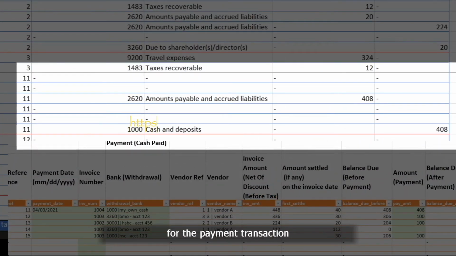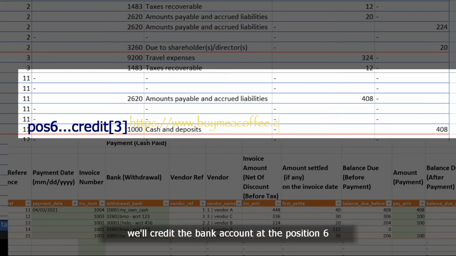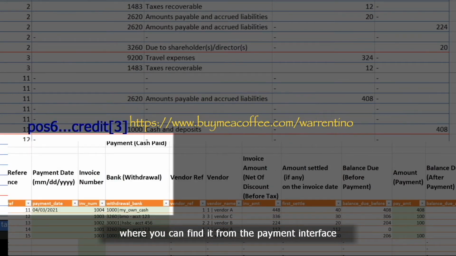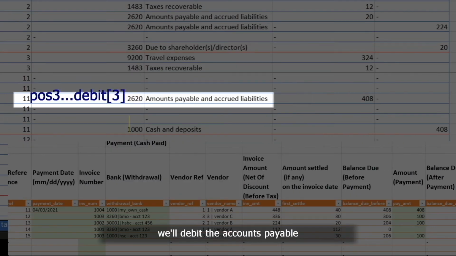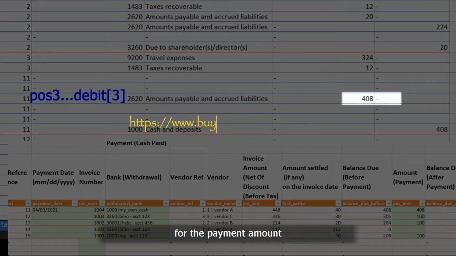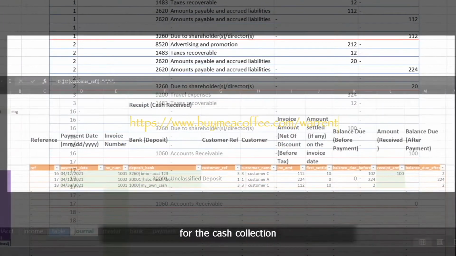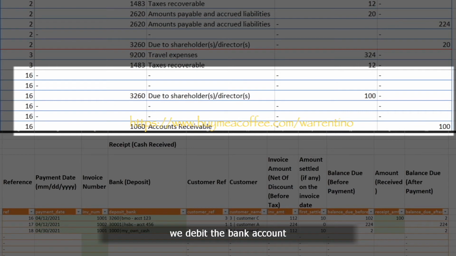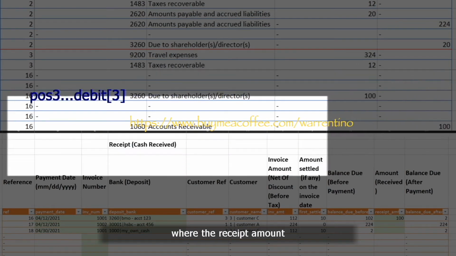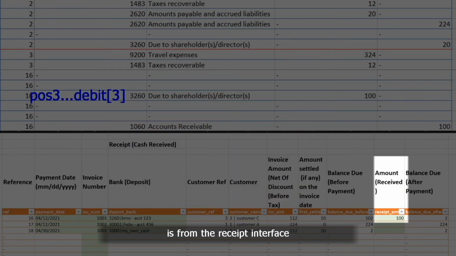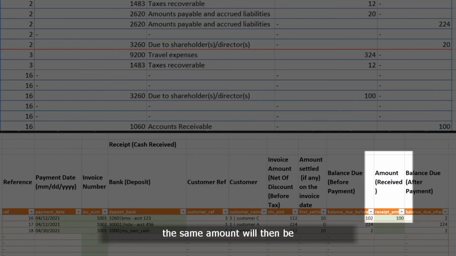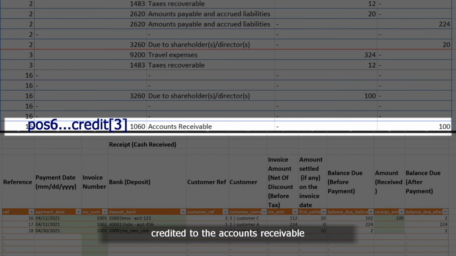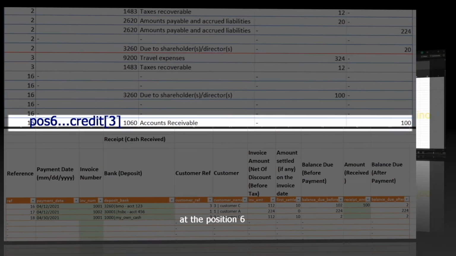For the payment transaction, we'll credit the bank account at position 6, where you can find it from the payment interface under the withdrawal bank column. At position 3, we'll debit the accounts payable for the payment amount. For the cash collection, we debit the bank account at position 3, where the receipt amount is from the receipt interface. The same amount will then be credited to the accounts receivable at position 6.